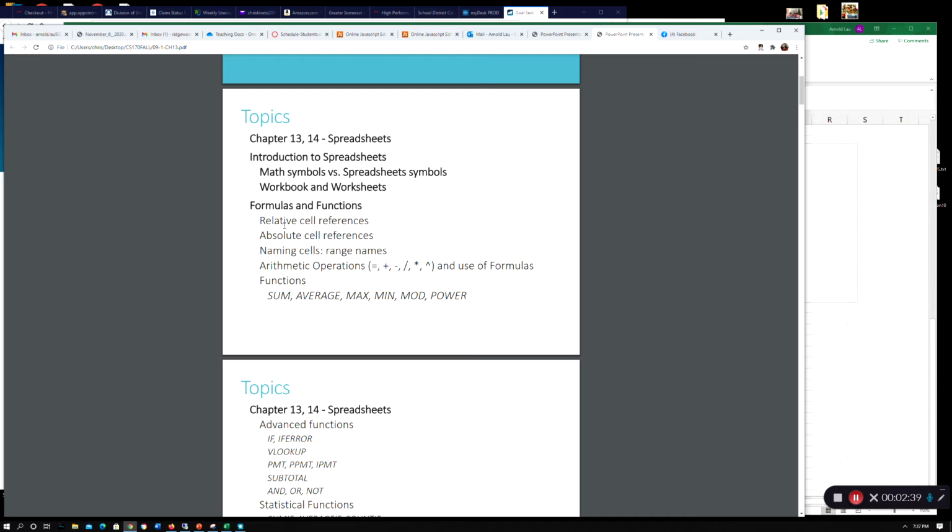So we've gone through relative and absolute cell references for Excel. We'll do naming cell ranges. You have the arithmetic operators. Remember the whole PEMDAS rule, right? Parentheses, exponents, multiplication, division, so on and so forth, the ordering of that. If you remember, this caret sign is your exponent, okay? I think we did all of these, but I'm just going to do a couple of these really quickly.